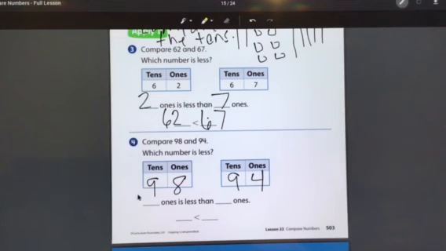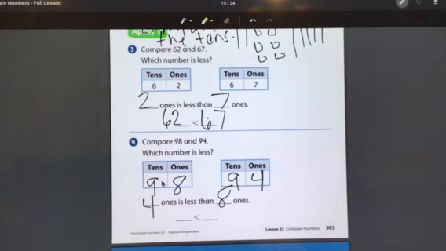Then, when you compare the tens first, remember, always compare the tens first. This number has 9 tens. This number also has 9 tens. So I need to look at the ones. This one has 8 and this one has 4. Which one has fewer? 8 or 4? I hope you said 4 because you are correct. On this line here, you're going to write 4 ones is less than 8 ones.